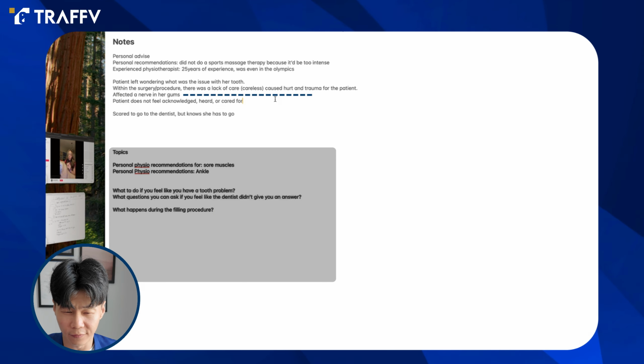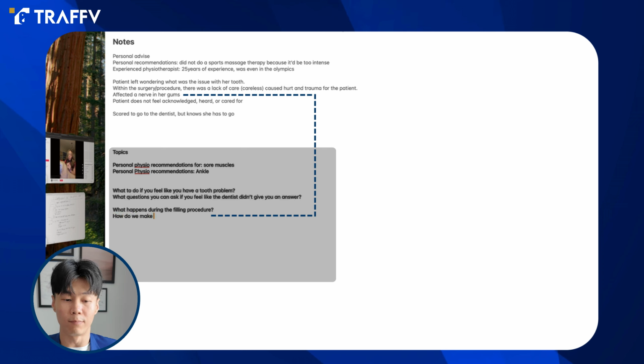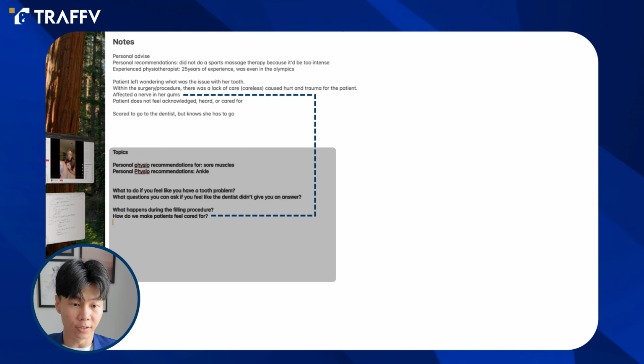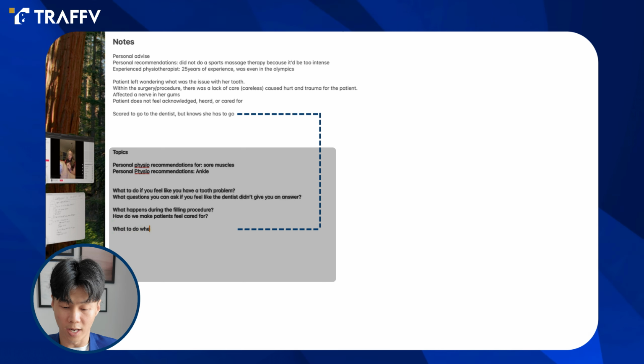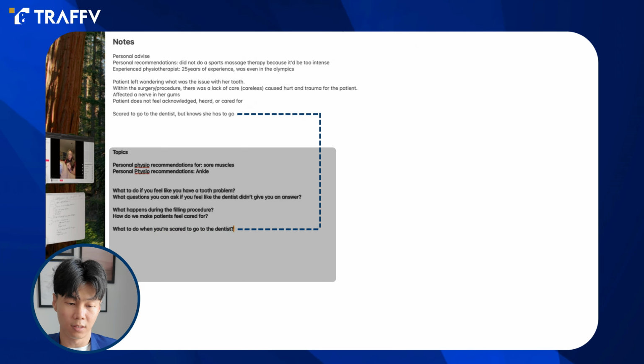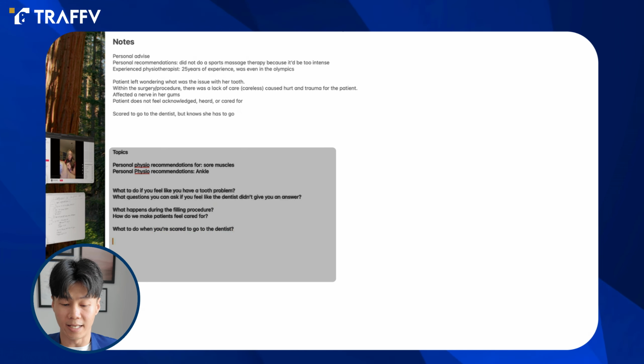And then, affected a nerve in her gums, patient does not feel acknowledged. So how do we make patients feel cared for? And then you can see here, scared to go to the dentist, but she has to go. What to do when you're scared to go to the dentist? So here's what to do. And then here's what, for example, XXX dental clinic promises to patients. These are some of the types of content that you can create.